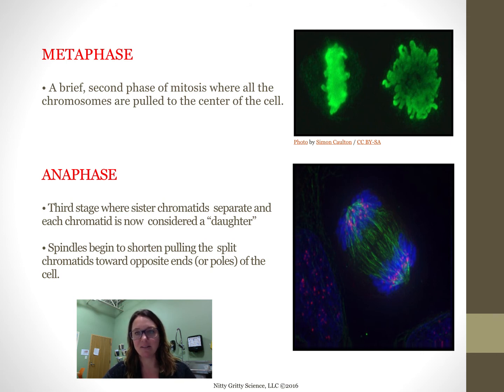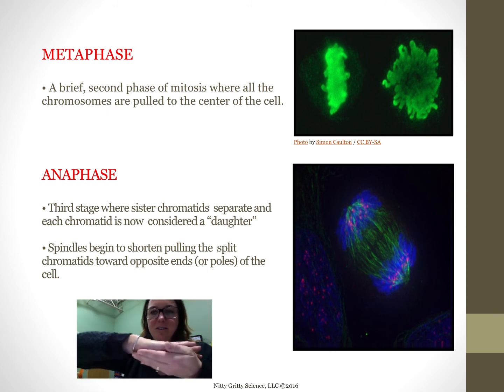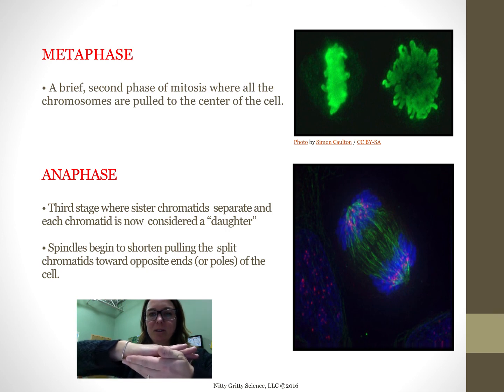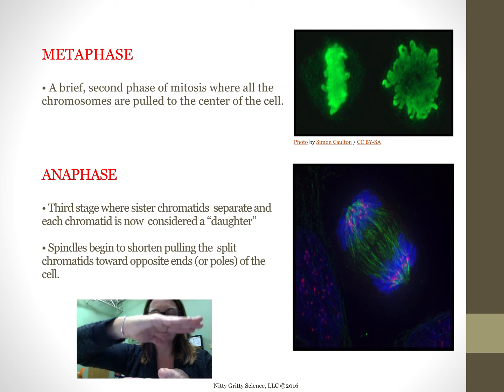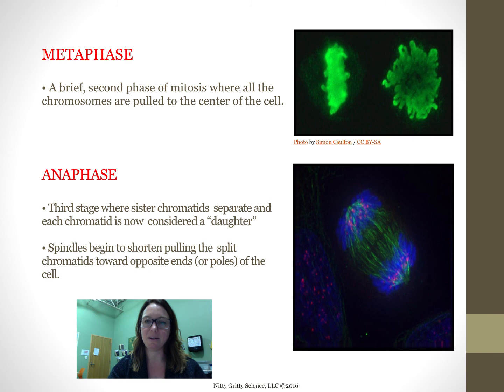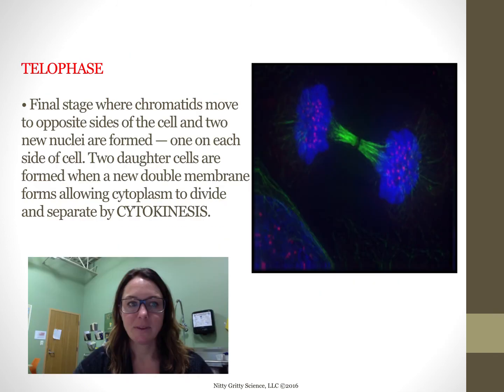This is the third stage, where your sister chromatids separate, and each chromatid is now considered a daughter chromosome. The way they separate is that you have those chromosomes lined up in the center with spindle fibers attached to them, and those spindle fibers start to shorten. Let's say these are your two sister chromosomes with spindle fibers attached to each one. As the spindle fibers shorten, they pull on the chromosomes, and the chromosomes start to separate and move to the opposite poles of the cell.